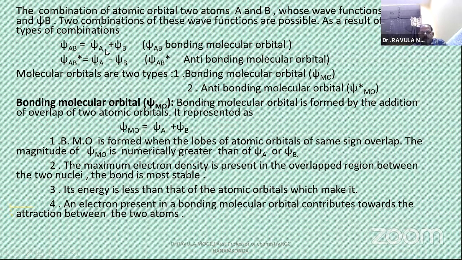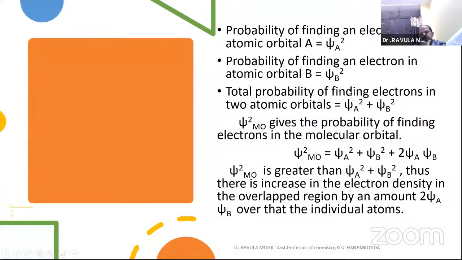So this is represented as (psi A plus psi B) whole square is equal to psi A square plus psi B square plus 2 psi A psi B. And this is (psi A minus psi B) whole square is equal to psi A square plus psi B square minus 2 psi A psi B.